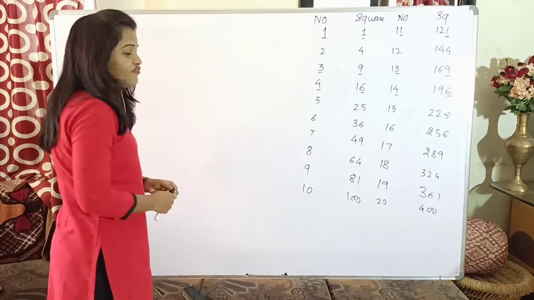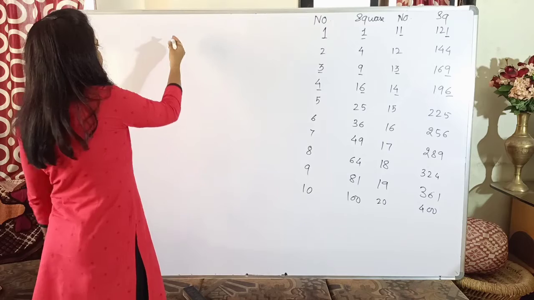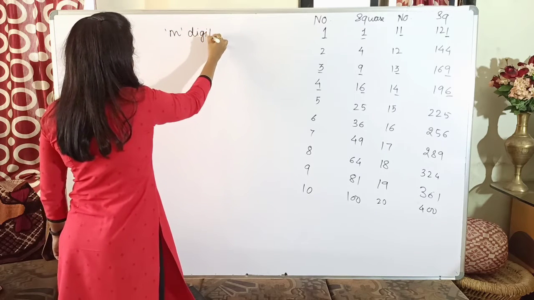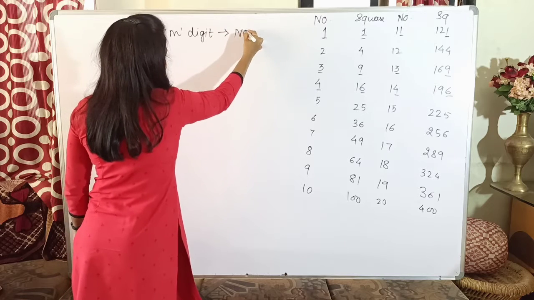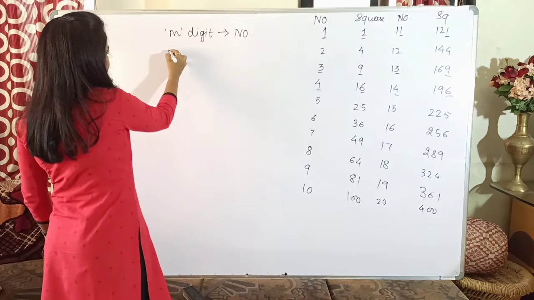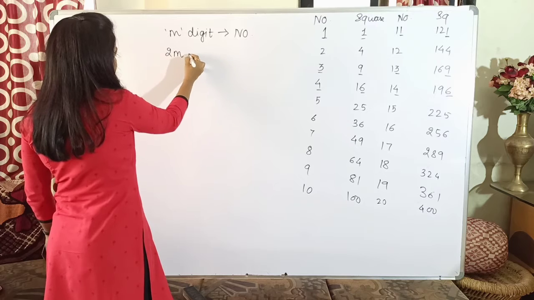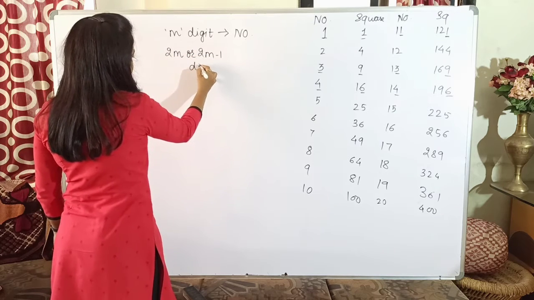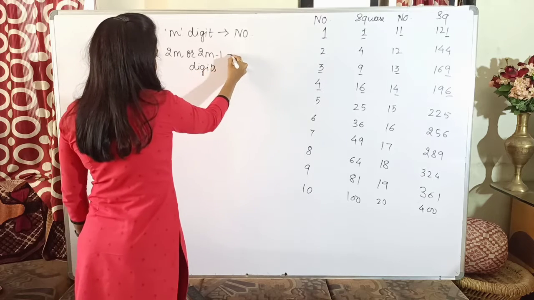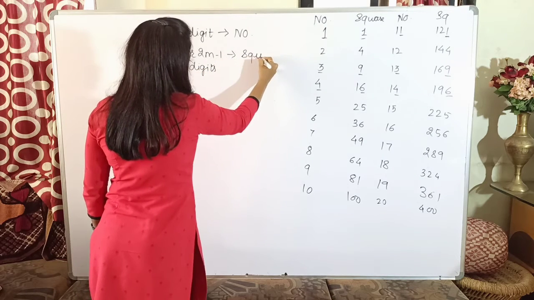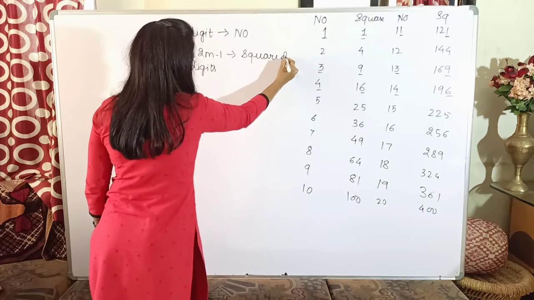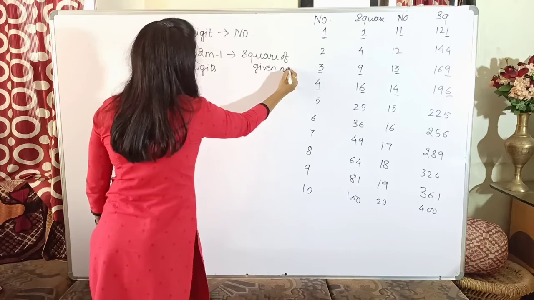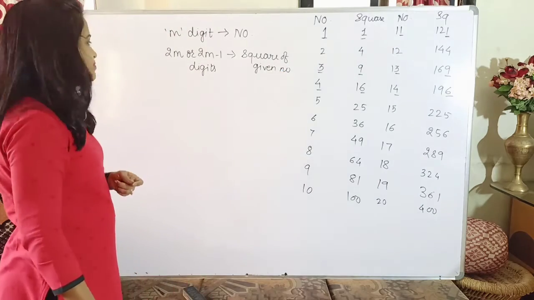So, if there are m digits in the given number, then there are 2m or 2m minus 1 digits in its square, or in the square of the given number. Now what does it mean? Let us take one example.